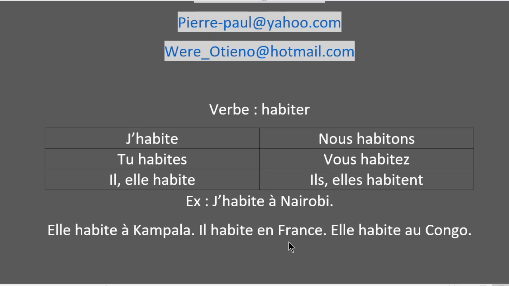But now when you talk about the country, France is feminine. You don't say à France. For feminine countries, you say en. Il habite en France. And because Congo is masculine, you say au. Elle habite au Congo. Another example for a masculine country is Kenya, for instance. You say Elle habite au Kenya, and so on and so forth.